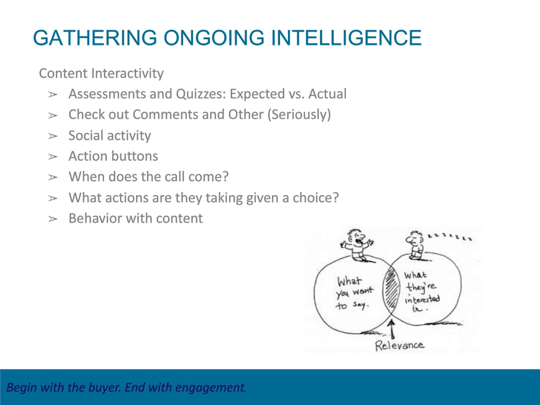And then finally, how are they behaving with the content? If you give them a choice, you give them the same information in an infographic and in a white paper, what are they going to choose? This gives you information about content preferences that is real and actual.